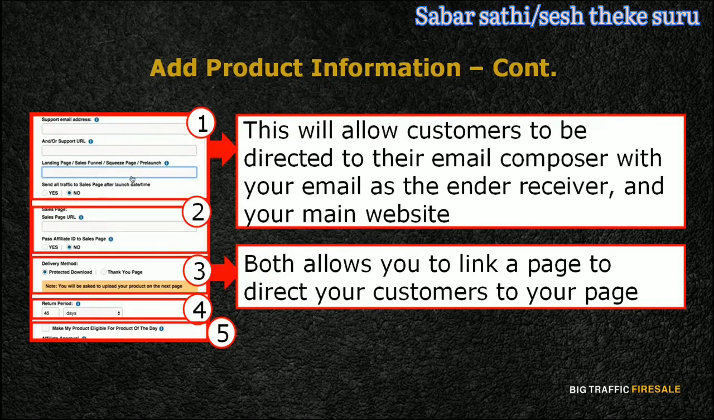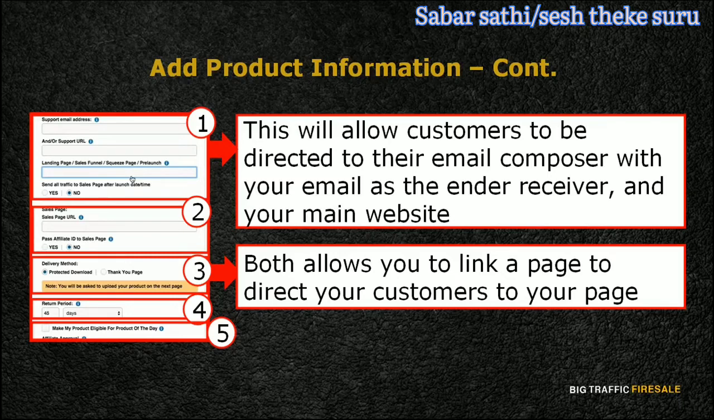Fill in your business email and your main website support site. This will allow customers to be directed to their email composer with your email as the end receiver, and your main website should they come across difficulties about your product. Next is the sales page. If you have other sales pages or promotional pages from your website, this is the space for it. Simply copy the links from your site and paste them here.